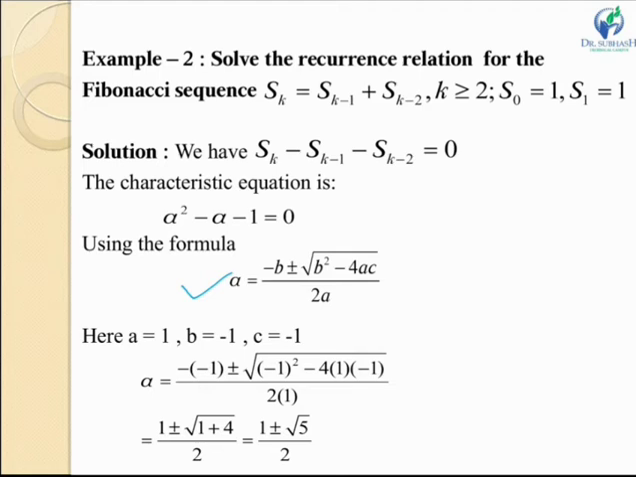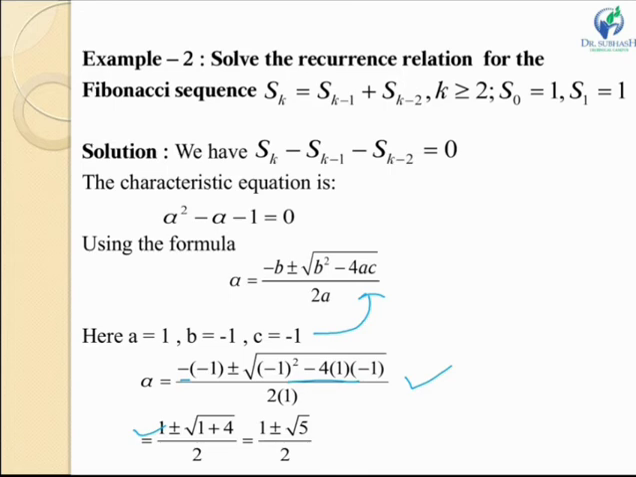The coefficient of alpha square here is 1, so a equal to 1. Coefficient of alpha is minus 1, so b equal to minus 1. And the constant term is minus 1, so c equal to minus 1. Now I will put these values in this equation, and I get this equation over here. Now I will simplify this. This minus minus will become plus, so here I will get only plus 1, and on simplifying, 1 plus 4, we get alpha equal to (1 plus or minus root 5) by 2.